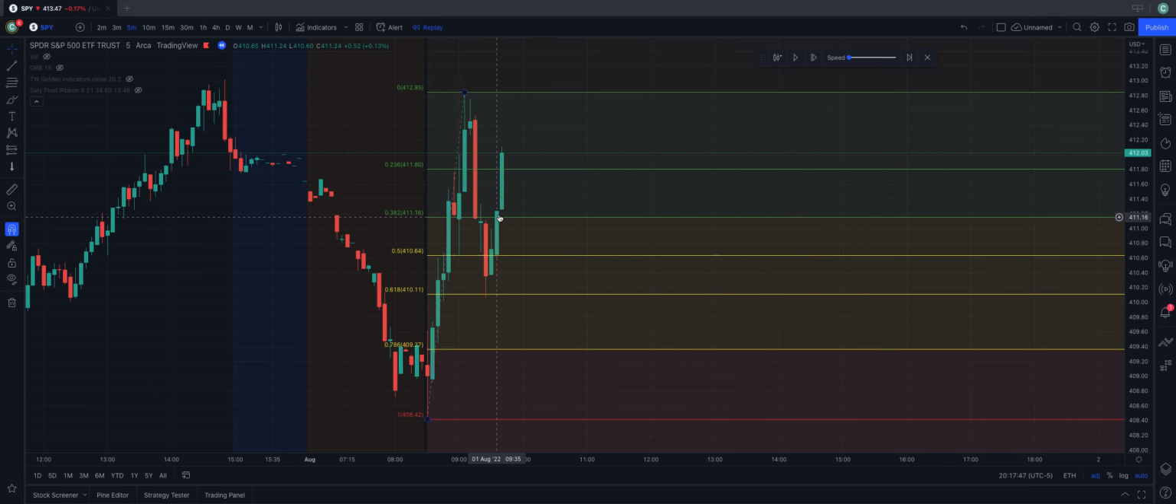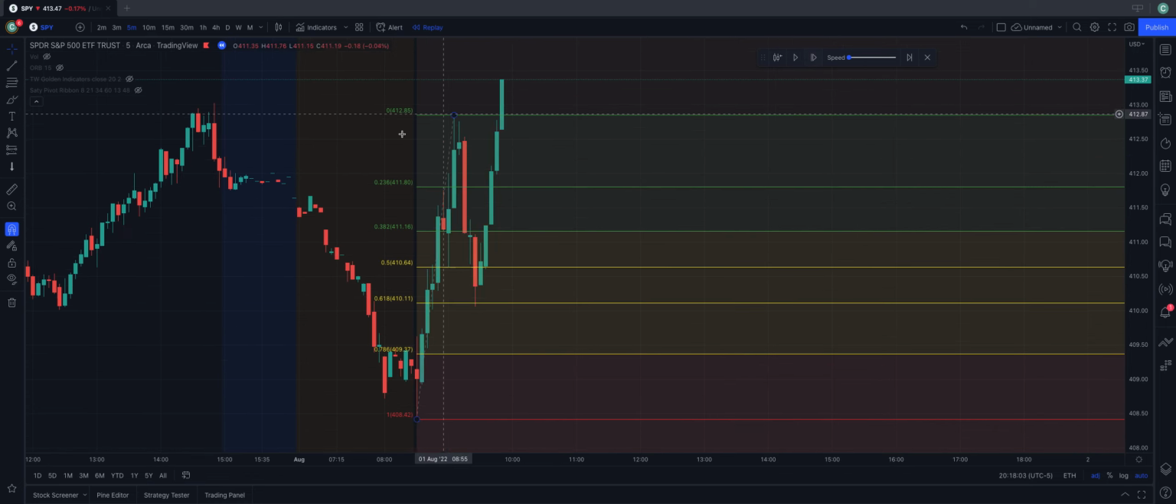Since I took it at the 0.5 level, I start scaling profits here. So I take a third out at the 0.382 level. I take another third out at the 0.236 level. Now all I have is runners, right? So I'm setting a stop loss up in this level now.